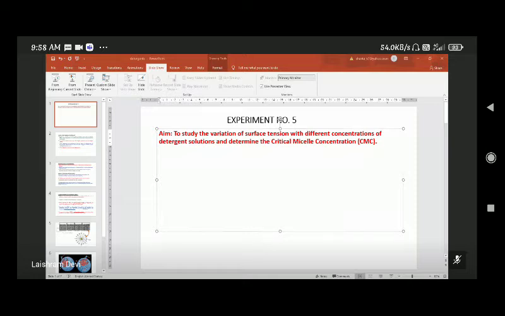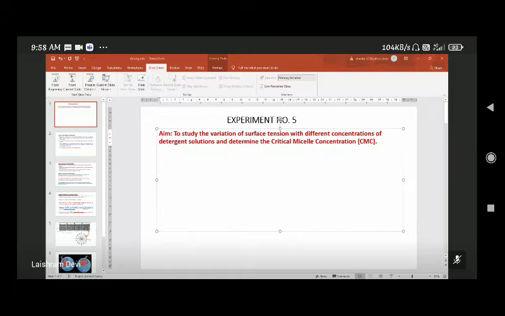In the last class we got an idea of how, if you are given an unknown solution, we can find the surface tension of that unknown solution, right? Today's experiment is a little extension, an application of surface tension to other experiments. In this experiment you will be provided with different concentrations of detergent solutions. Then we will see why we are focusing on detergent solutions, and after that we will determine a property known as the critical micelle concentration.